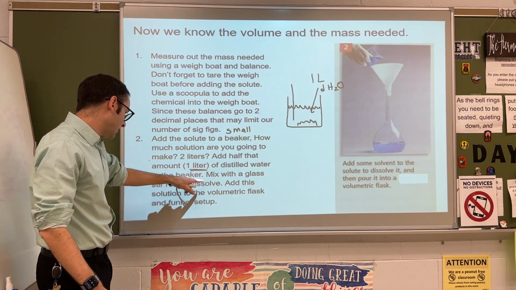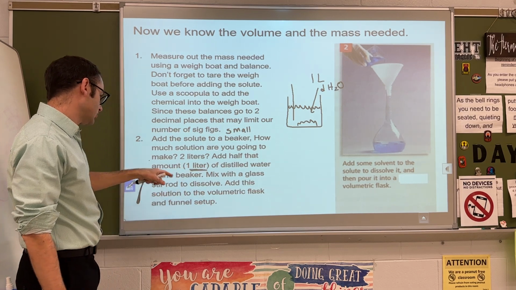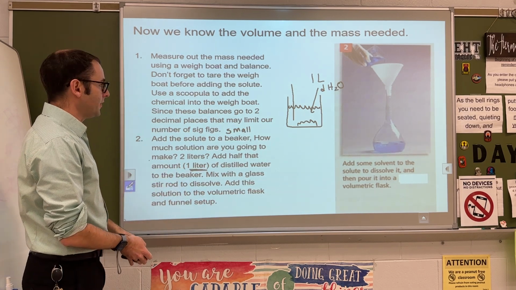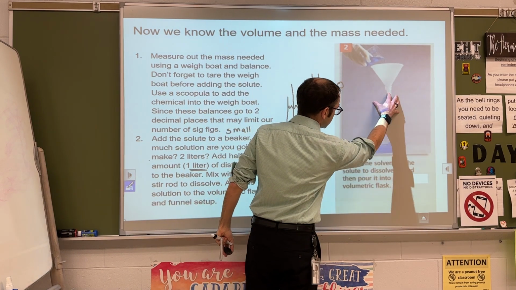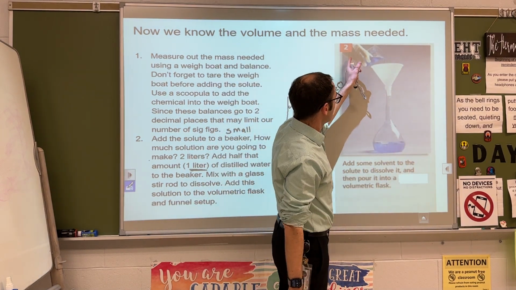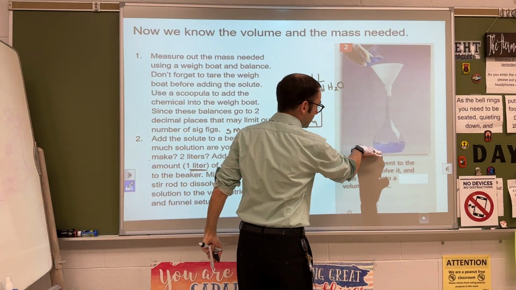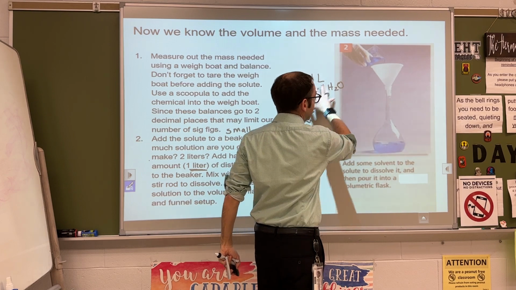All right, so we did that. Mix with a glass stir rod to dissolve. Add this solution to the volumetric flask and funnel setup. So this is our volumetric flask. We have a funnel in the top. We have our solution in our beaker. We're pouring it in. All right, everybody's okay with that? Now again, it's only going to fill this up about halfway because it was only 1 liter.